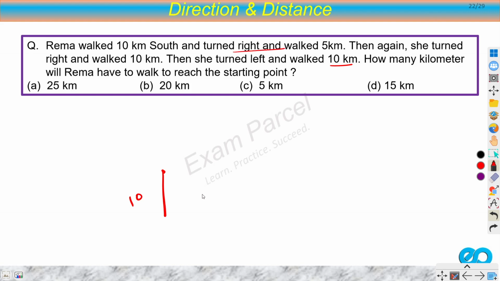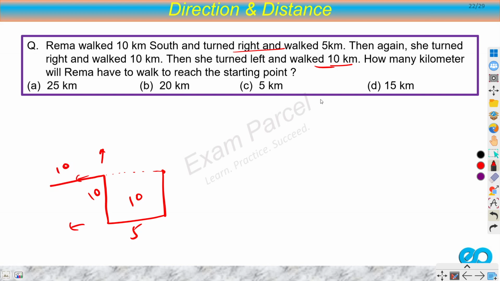and turned right and walked 5 kilometers. So if her face is towards south, her right would be this direction, right? And walked 5 kilometers. Then again she turned right. If her face is this direction, her right would be upwards towards north, and she walked 10 kilometers. Then she turned left and walked 10 kilometers. Okay, so now she is in the level of this one. Now she is in the same level. She turned left and walked 10 kilometers. Now her face is this direction, so her left would be this direction. So 10 kilometers from here.